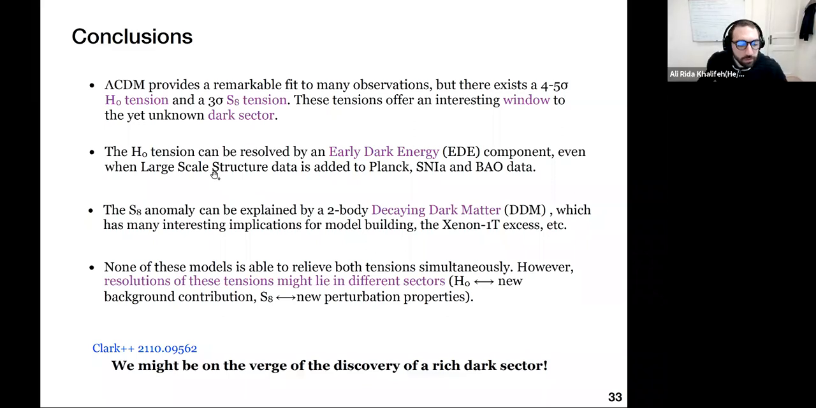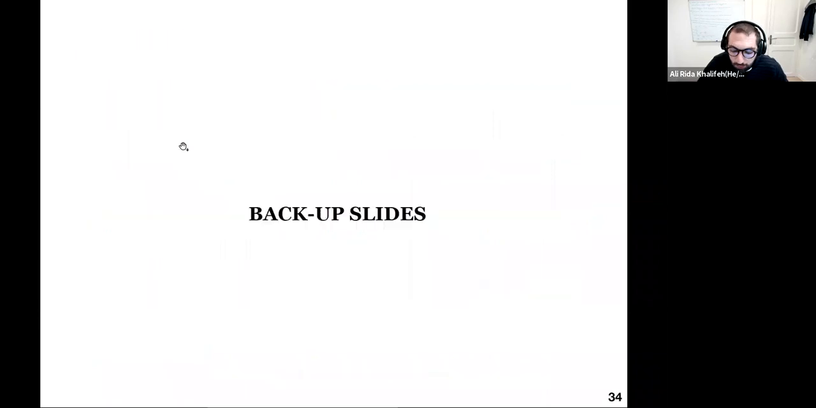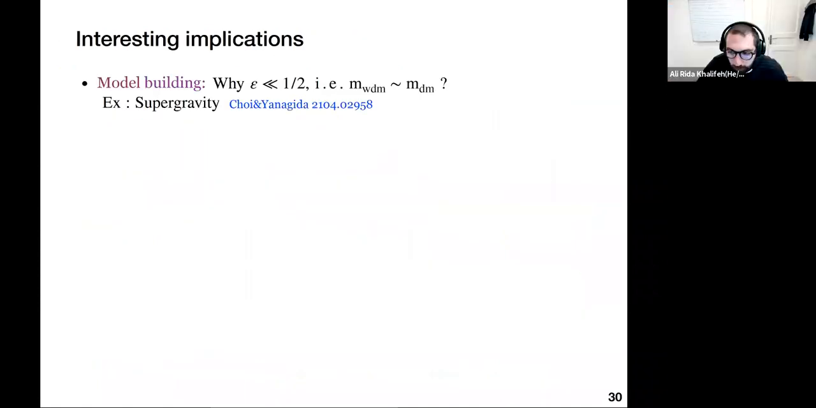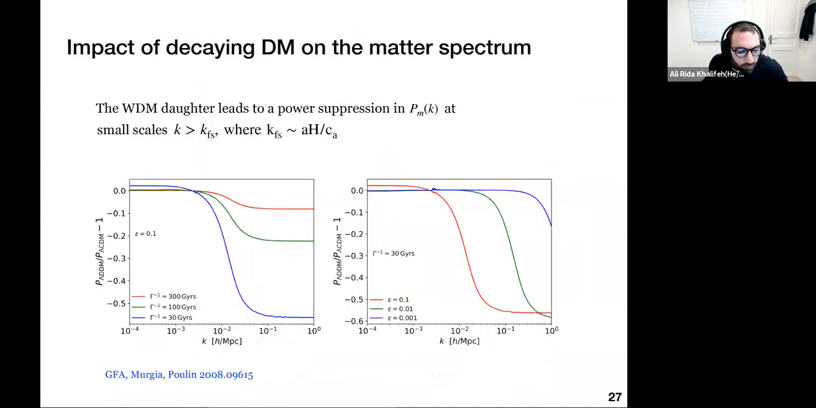I have a small question. Thank you again, Guillermo, for the very nice talk. You were mentioning the supergravity motivations for decaying dark matter. Is there something similar for early dark energy, to explain the existence of this scalar field?